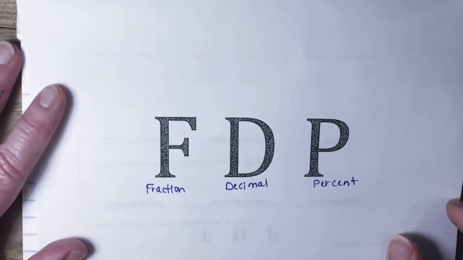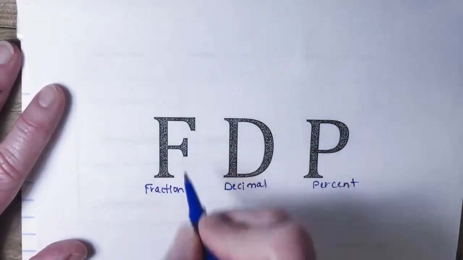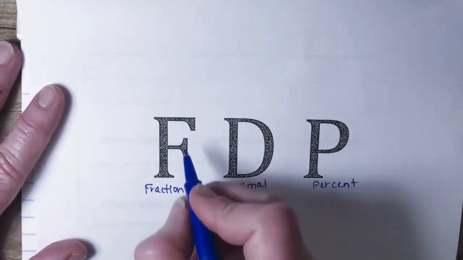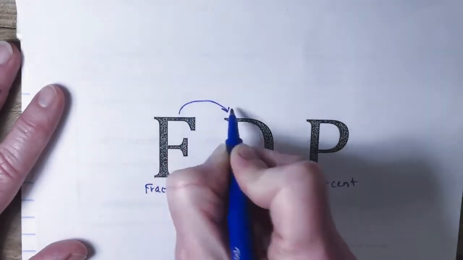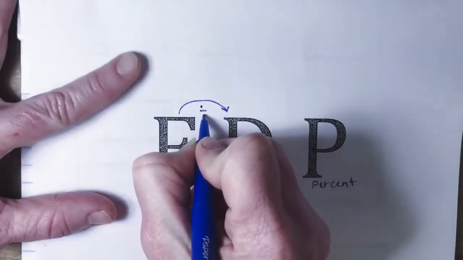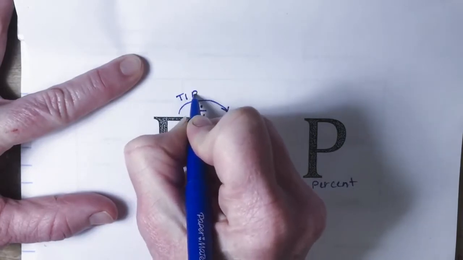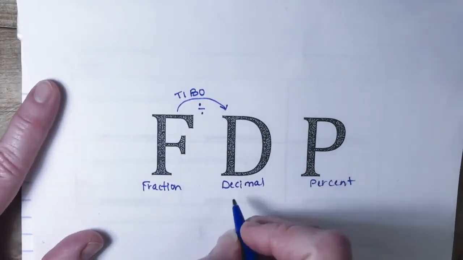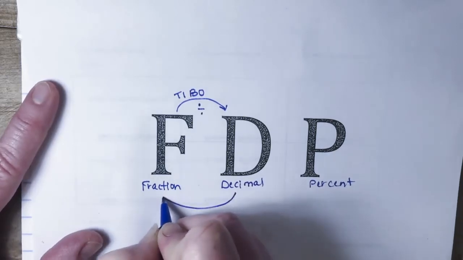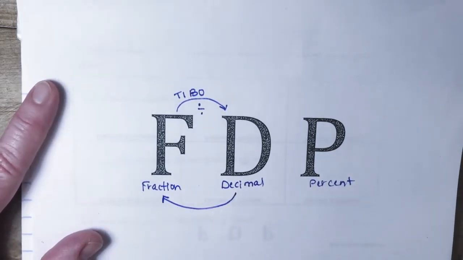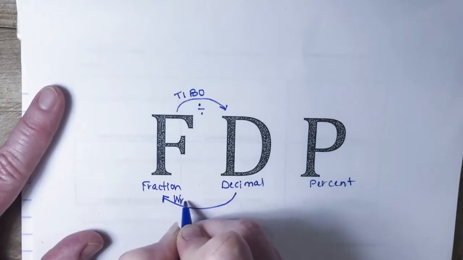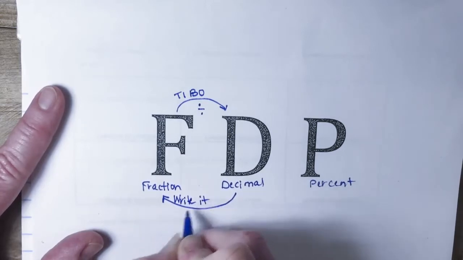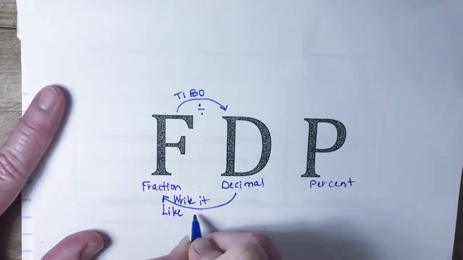And in class, we've already talked about how you go from a fraction to decimal. If you remember at the beginning of the year, we said that when you need to change a fraction to a decimal, you're actually dividing, and we call that TIBO, top in, bottom out, to help us remember how to divide. And then we also talked about how you would change a decimal to a fraction. And when you change a decimal to a fraction, you're going to write it like you say it.